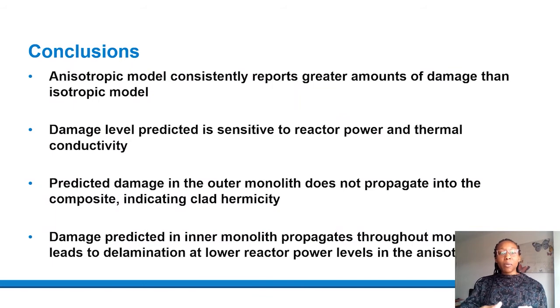To conclude, the anisotropic model consistently reports greater amounts of damage than the isotropic model. The damage level predicted is also sensitive to the reactor power and thermal conductivity. We see that in terms of implications for gas hermeticity, the outer monolith model looks like it could be a suitable candidate, given that damage does not propagate through the monolith despite initiating on the outer surface of the clad. We also see that the inner monolith does show that the cracks will propagate throughout the monolith, and that the anisotropic model specifically predicts delamination at lower powers than is predicted by the isotropic model.